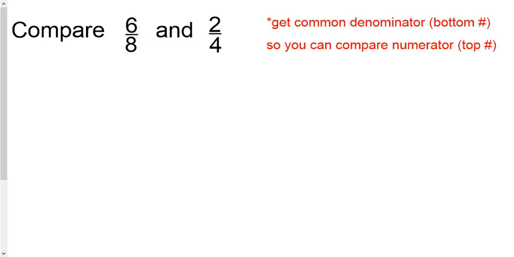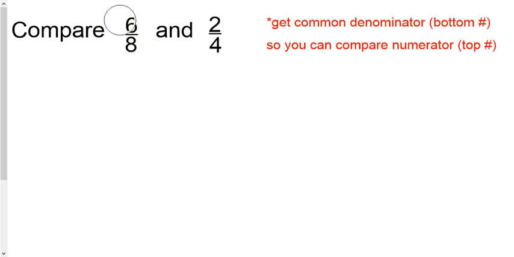You can simplify sometimes. The 6/8 can simplify down to 3/4. How do you do that? Divide top and bottom by the same number. In this case, it's 2. 6 divided by 2 is 3. 8 divided by 2 is 4. So that's one way. And so now we have the same common denominator. Which one's bigger, the 3 or the 2? Well, it's this one. So 6/8 is bigger than 2/4.